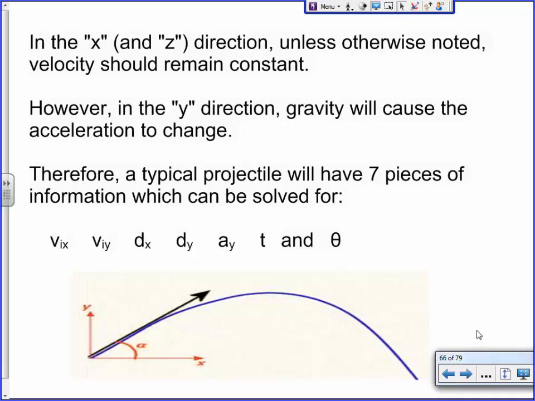Before we get to the examples, just some more talking pieces. Velocity should remain constant in the x direction.